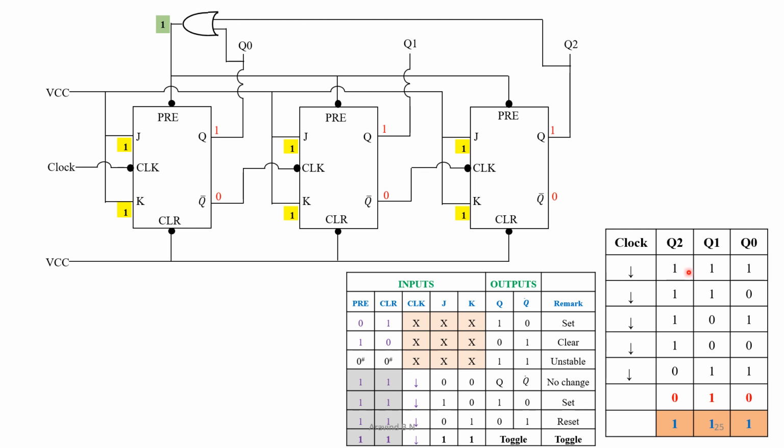Again, if you apply the clock pulse, the cycle will keep repeating. Right? I hope we can have a design of any such down counter for any other mod values.